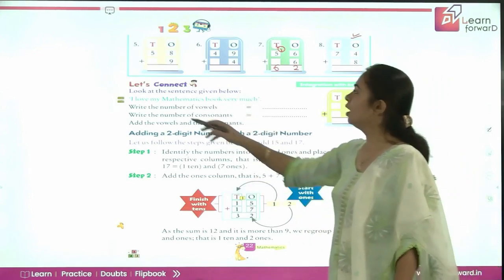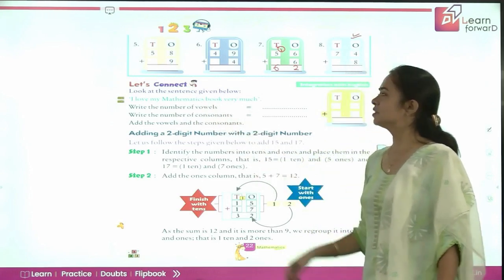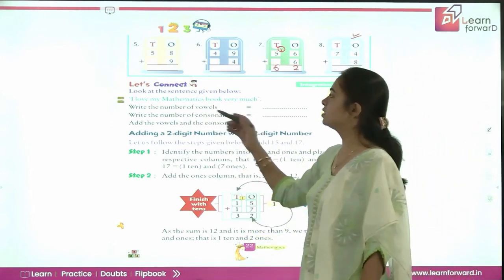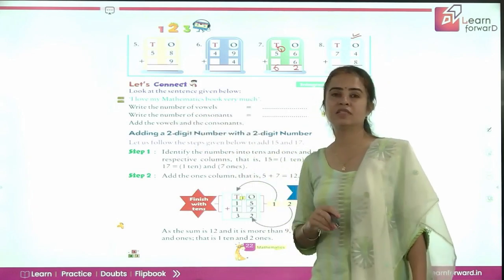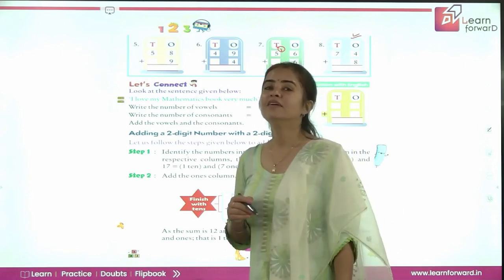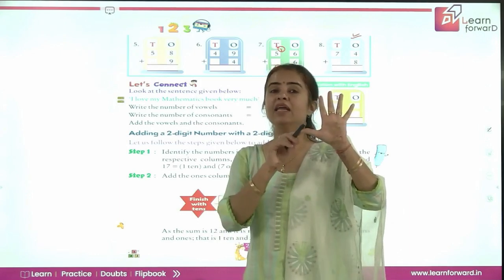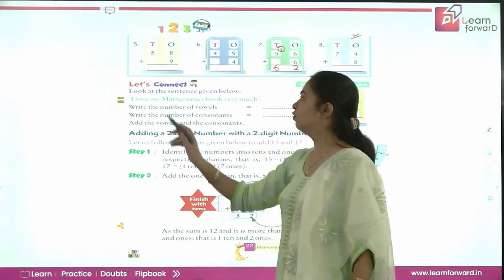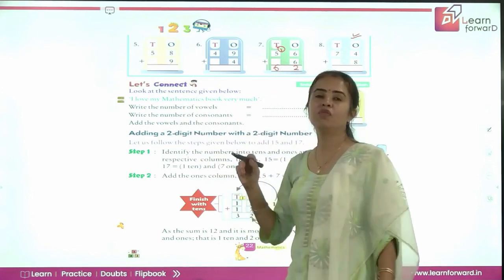Now look at the sentence given below. Let's read it out. I love my mathematics book very much. So you are going to have fun with this activity yourself. Write the number of vowels. So you know what are vowels? How many vowels are there in English? 5 vowels, and they are A, E, I, O, U. So you just have to find out what is the number of vowels here.